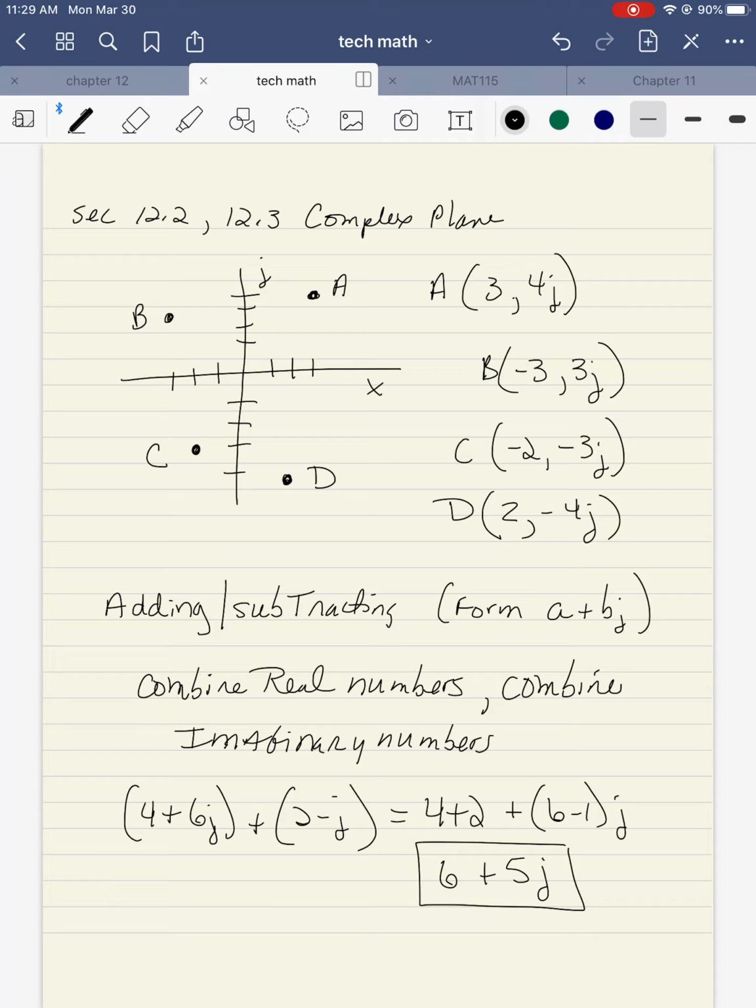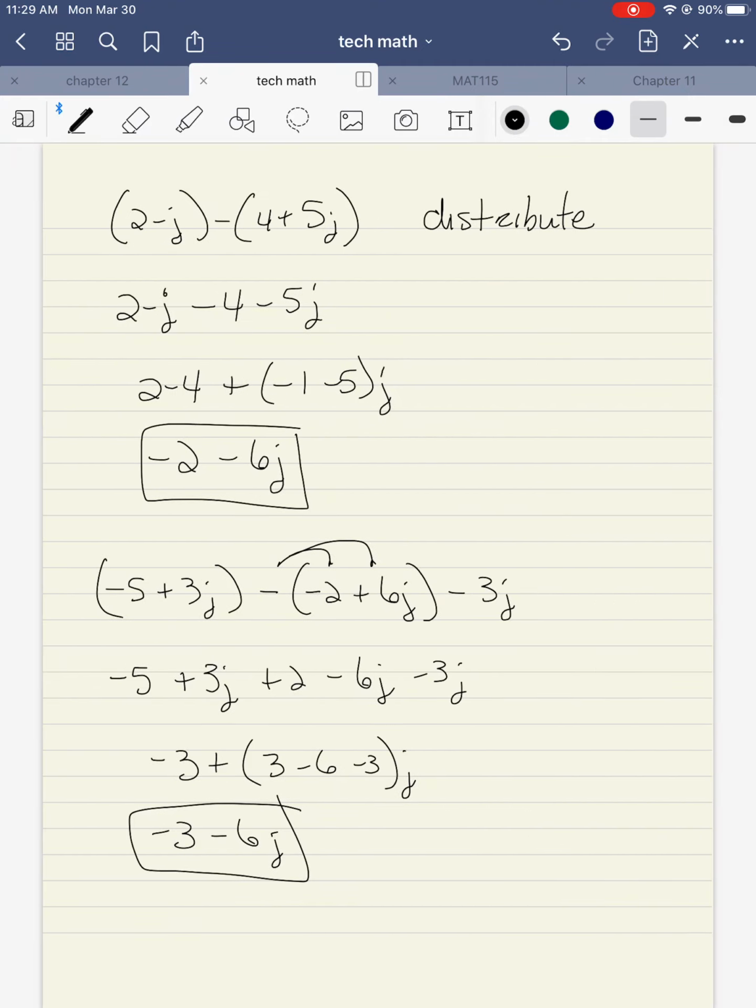When you're adding and subtracting in the form a plus bj, you combine the real numbers, which are the a part, and you combine the imaginary numbers, which are the b part. So if I'm adding 4 plus 6j plus 2 minus j, the real parts are 4 plus 2, which gives me a 6, and the imaginary parts are a 6 and a minus 1, which is a 5. So that answer would be 6 plus 5j.